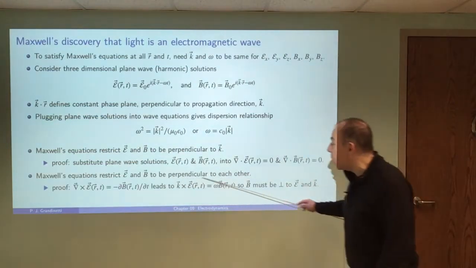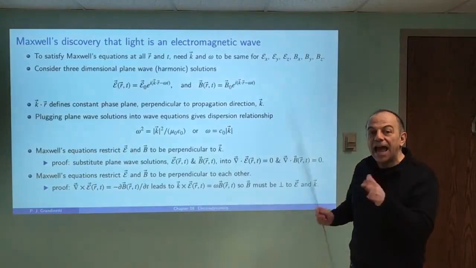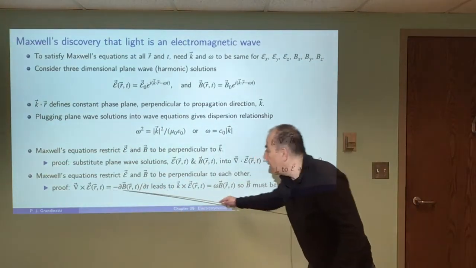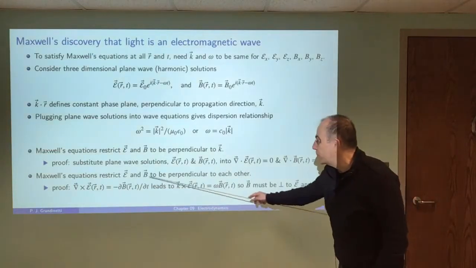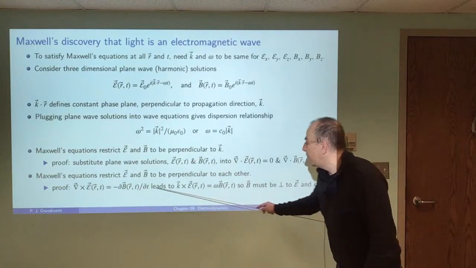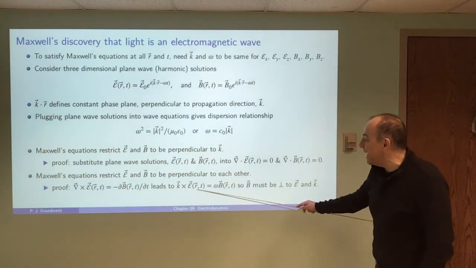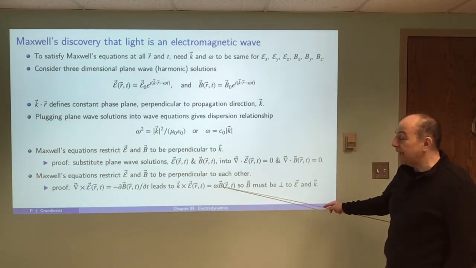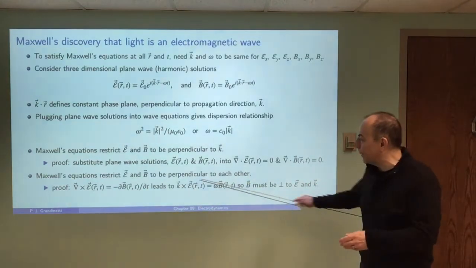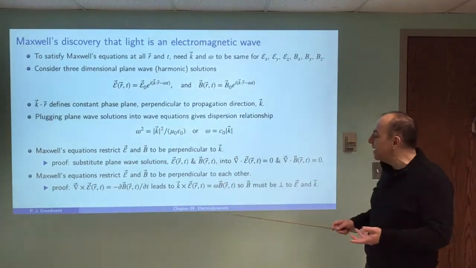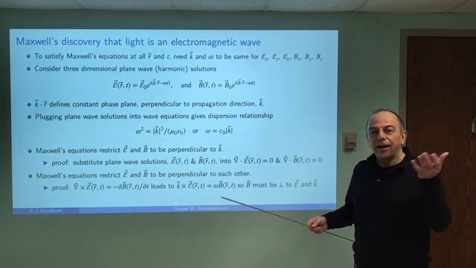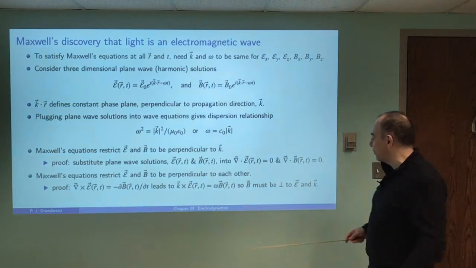Similarly, Maxwell's equations also tell you that the E field and the B field have to be perpendicular to each other. And you get that by going over here to Faraday's law, which, plugging in the wave equations, you'll find that k cross E has to be equal to omega times B. So this cross product, k cross E, tells us that B is perpendicular to k and E. So now we learn that k and E and B are all perpendicular to each other.